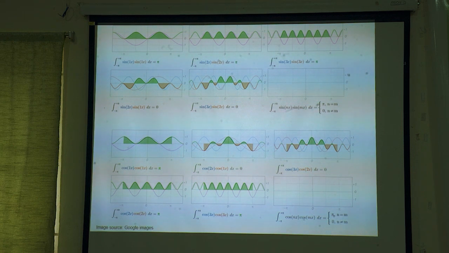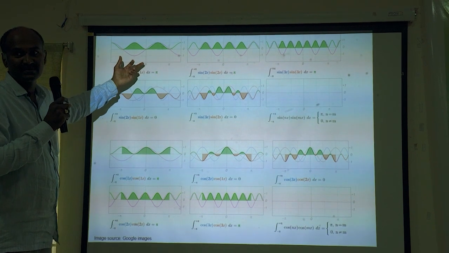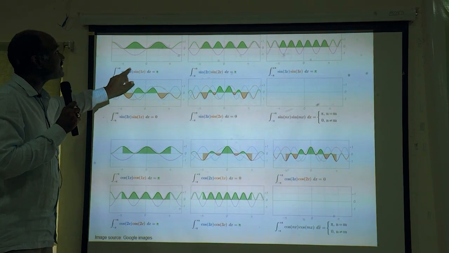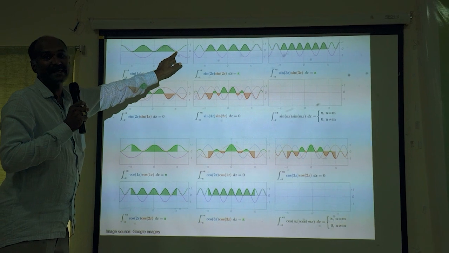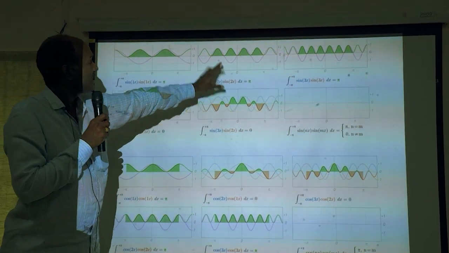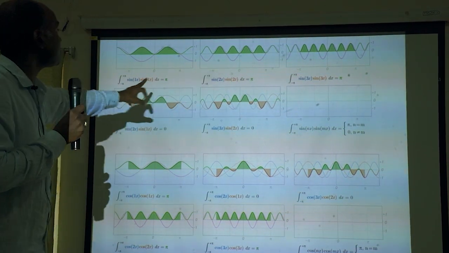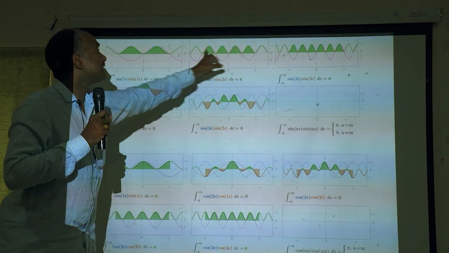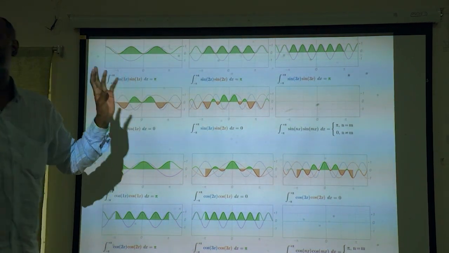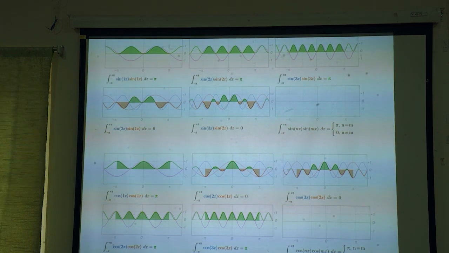Now what I did is multiply sin 1x into sin 1x. You get some area. Again I did sin 2x into sin 2x, and I got only positive area, the green. Again sin 3x into sin 3x, it is also pi. The area under this green curve is pi. So the integral from minus pi to pi of sin mx into sin mx is pi.